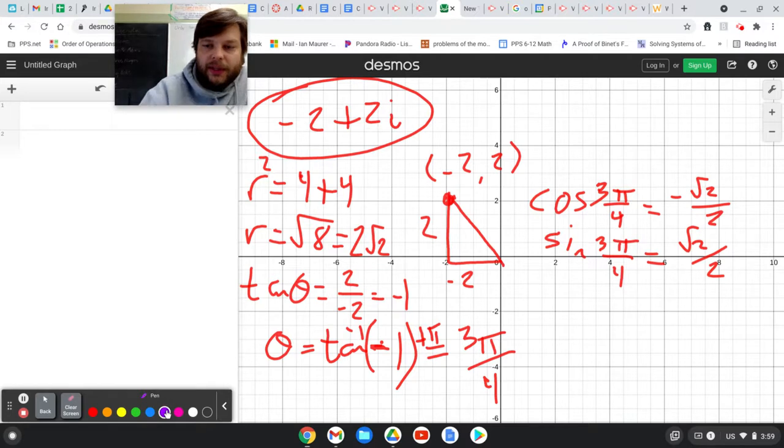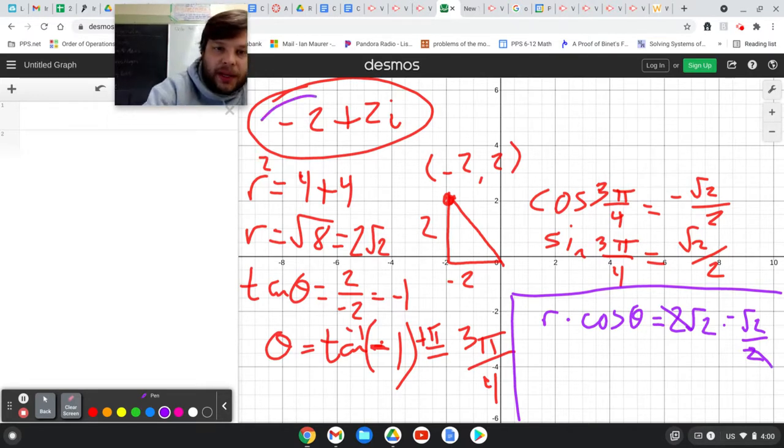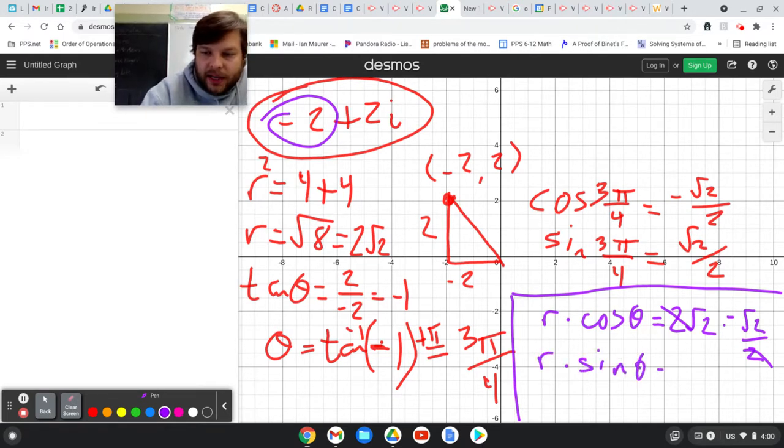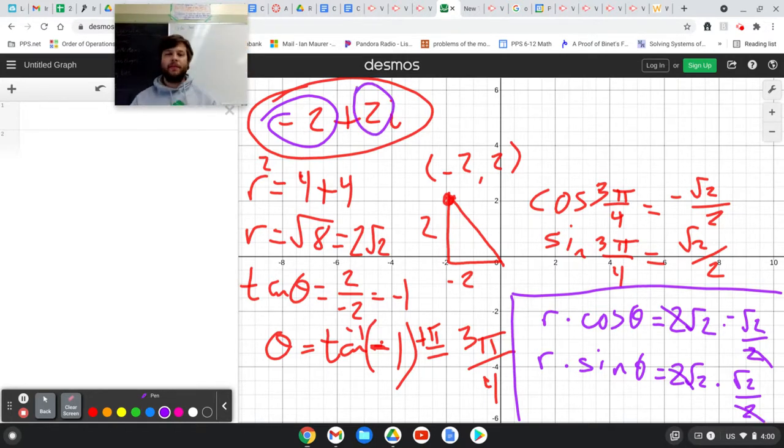So let me just show you that process. If I take r times cosine of theta, what does that become in this example? 2 times the square root of 2 times negative root 2 over 2. The 2's can cancel out and the square roots can cancel out, and it becomes the real part. And if I did r times sine of theta, I would have 2 square root 2 times positive square root of 2 over 2. Same thing, we cancel out the 2 over 2, and our 2 square roots become the imaginary part of it.